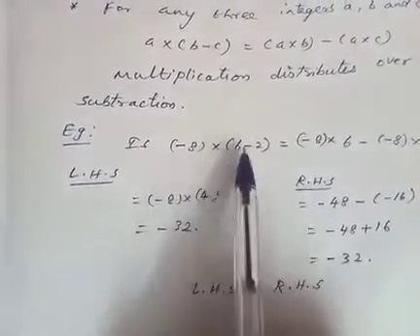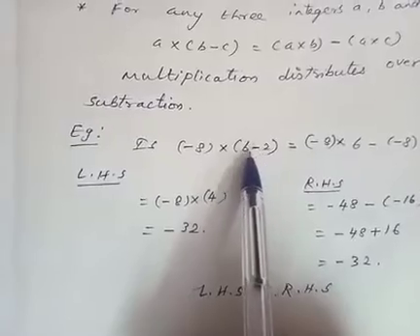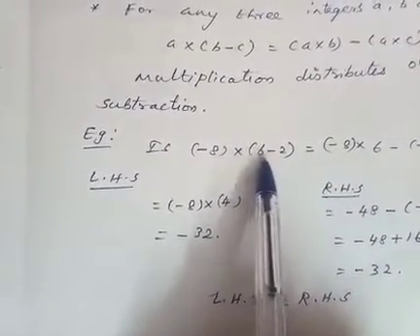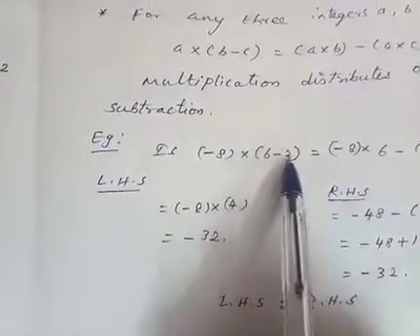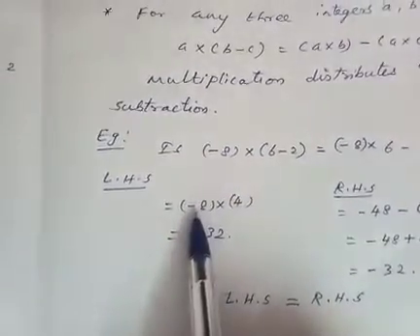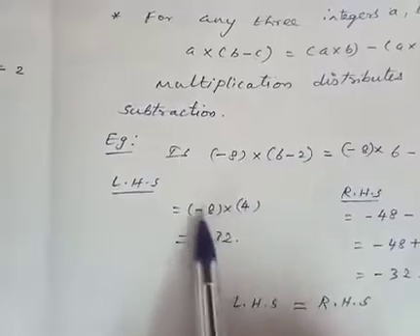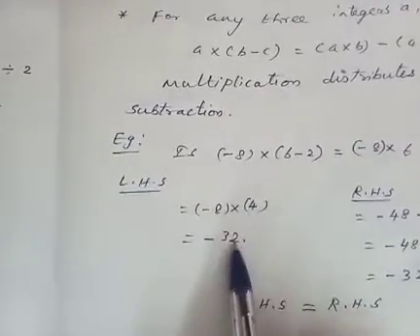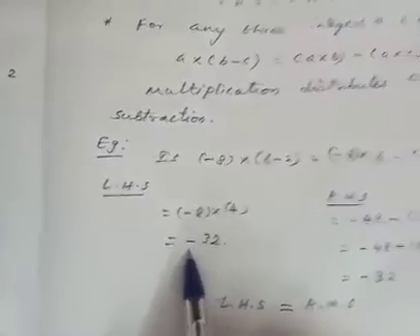So minus 8 into (6 minus 2). In 6 minus 2, one number is positive and the other is negative, so we subtract the smaller number from the bigger number. 6 minus 2 is 4. Here minus 8 into 4: a negative integer times a positive integer gives a negative integer. 8 fours are 32. So the left hand side value is minus 32.